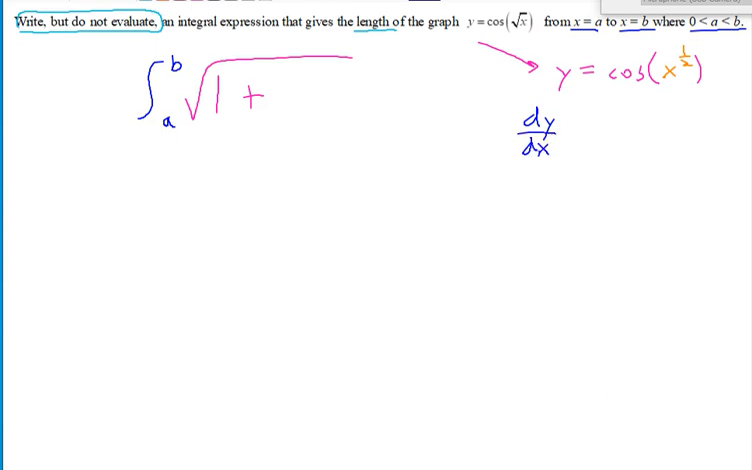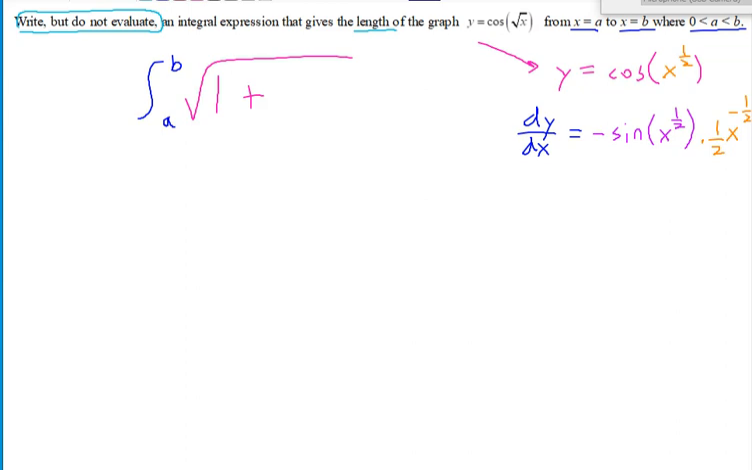And then when we find the derivative, dy dx, start on the outside and then use the chain rule. The derivative of cosine is negative sine. X to the 1/2 stays inside as it is. And then times the derivative inside using the power rule would be 1/2 x to the negative 1/2.